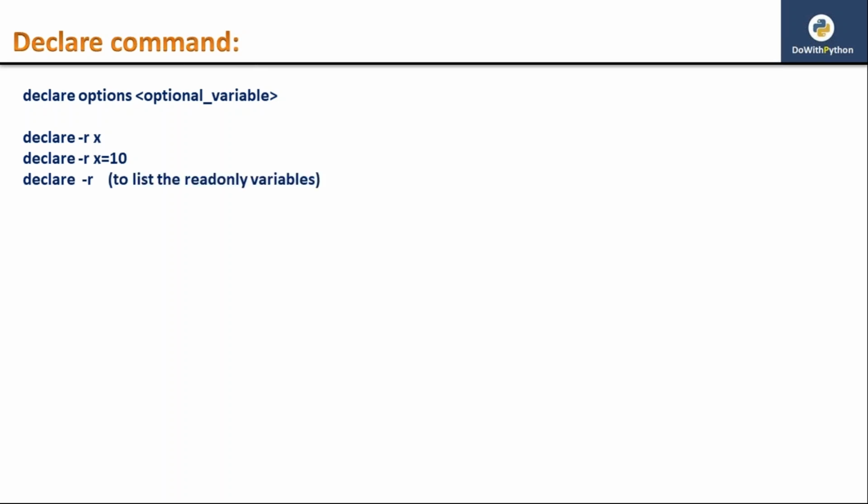Okay, now come to the declare command: declare, options, and an optional variable. If I use declare -rx, then it's a read only variable. Previously we did that with the readonly command, so this has exactly the same meaning. You can also do declare -rx equals 10. Both are exactly the same. Then declare -r means to list the read only variables.